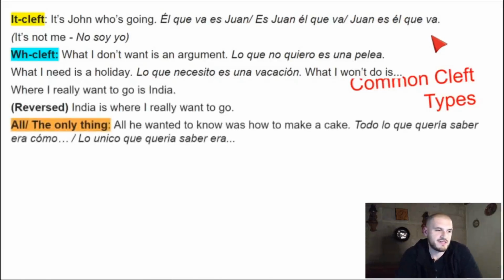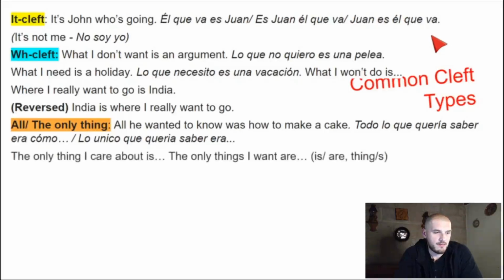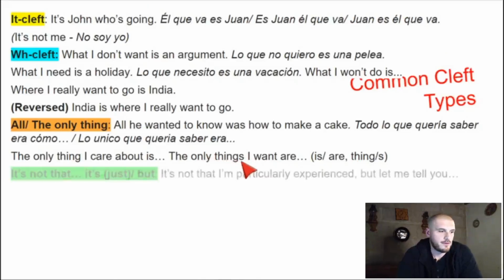Another type of cleft sentence that's very common is with all or the only thing. So for example, all he wanted to know was how to make a cake. Todo lo que quería saber era, or lo único que quería saber era. That's all or the only thing. The only thing I care about is, or the only things I want are. So look at that, is, are, and thing, things. So, la única cosa que me importa, or las únicas cosas que quiero. So the conjugation does change, okay, depending on if it's singular or plural.